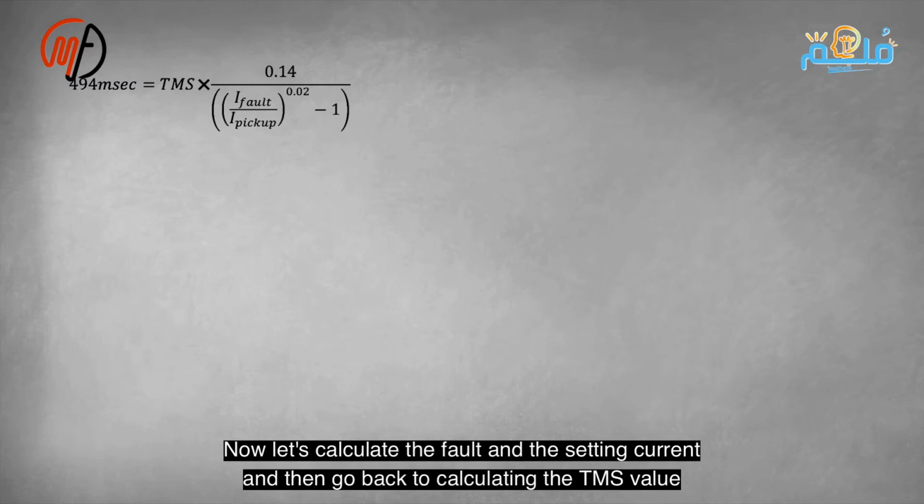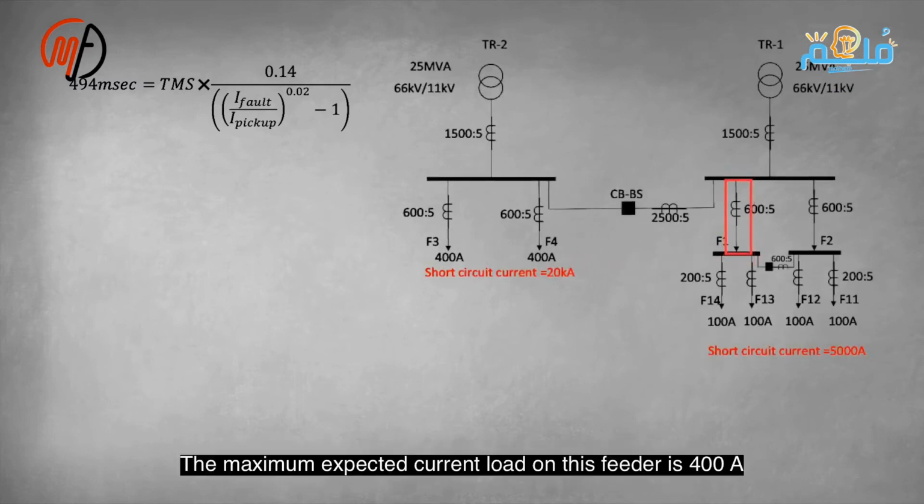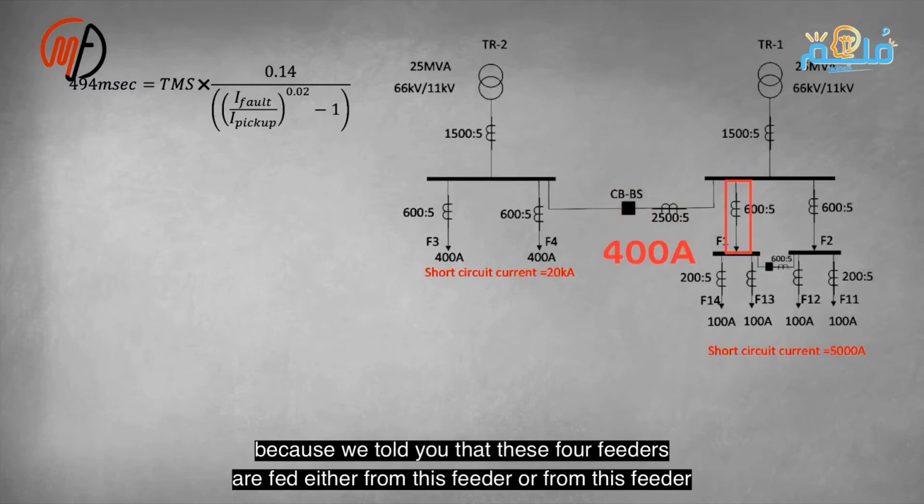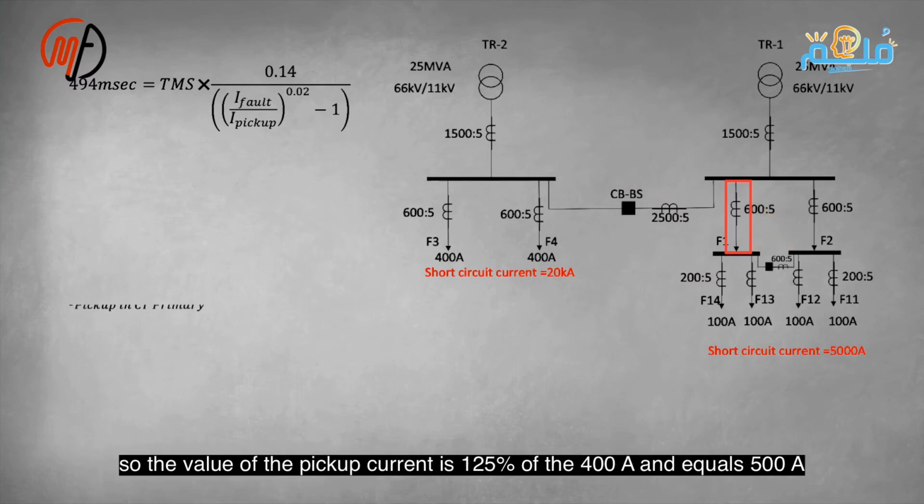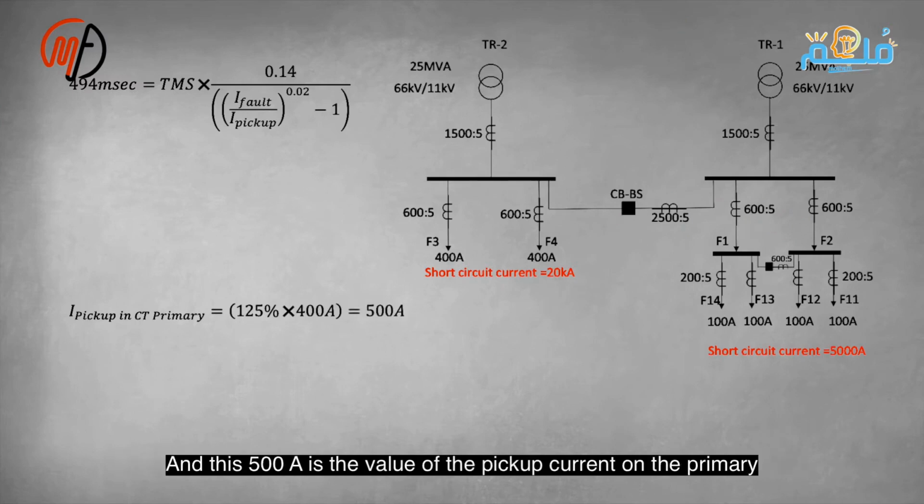The expected fault on this feeder is 400 amps because we mentioned that this feeder is fed either from this feeder or from that feeder. Therefore, the pickup current value is 125% of 400 amps, which equals 500 amps. This 500 amps is the pickup current.